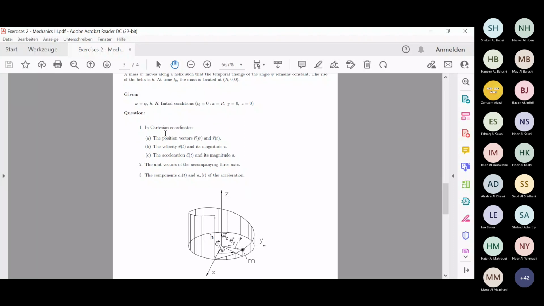Okay, now it's asked for, in the Cartesian coordinate system, the position vector r as a function of xi and r as a function of time t, the velocity v(t) and its magnitude v, the acceleration vector a as a function of t and its magnitude a, and to determine the unit vectors of the accompanying three axes, that is, e_z, e_y, and e_x.